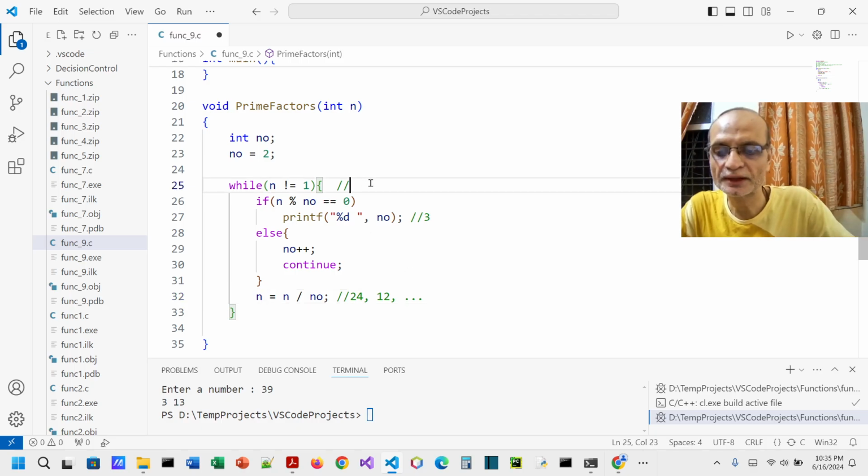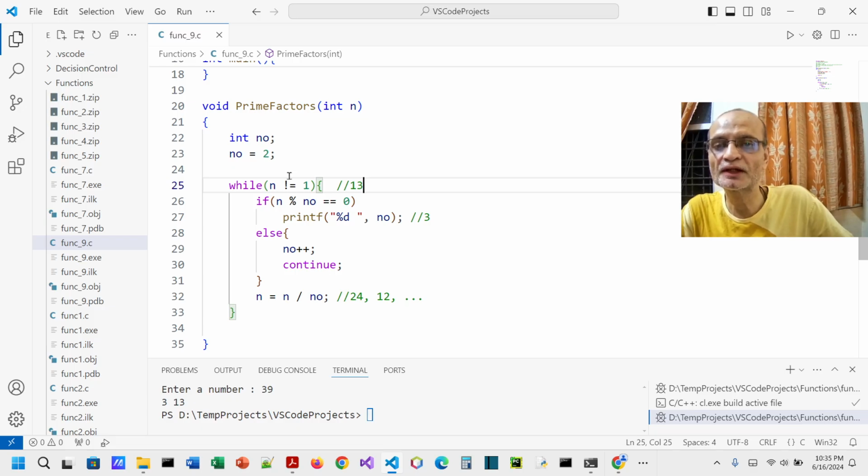So now let me just write it here. N becomes 13. So this is 13 mod of what? Basically 13 mod of 3. Why? Because NO was still 3. It didn't enter into this, so it didn't divide, so it didn't print. So NO became NO plus plus, so it became 4. Then it continued, N was not 1. So 13 mod 4, like that it will happen.